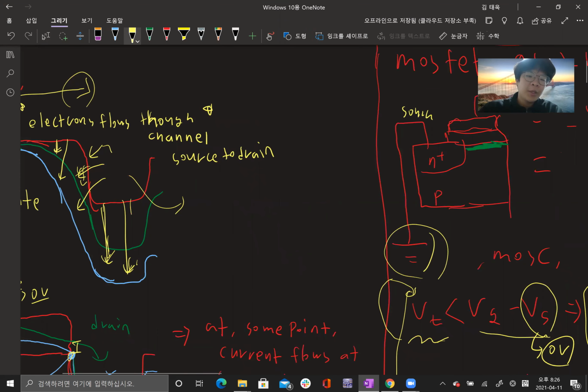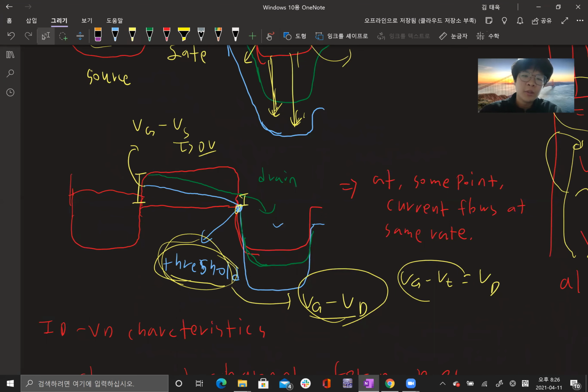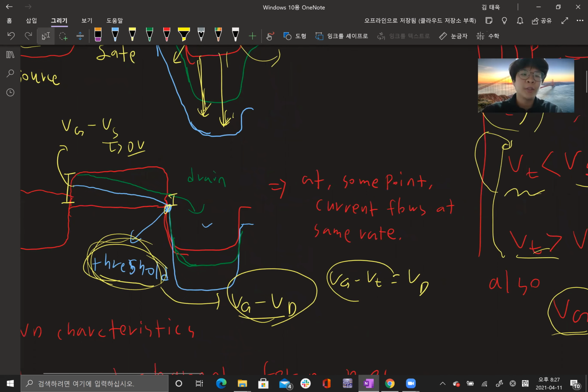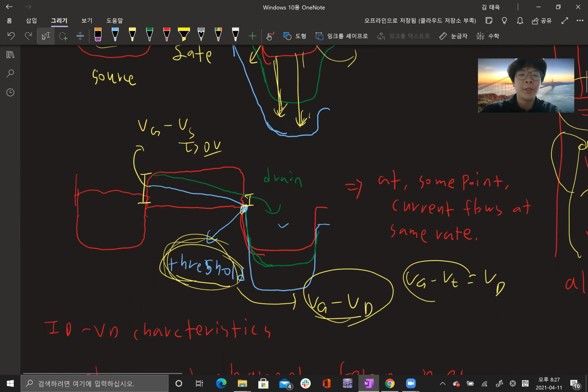So if we keep giving a higher drain bias, the pinch off of the channel will occur. So at some point, the current flows at the same rate. So this is the definition of channel modulation.